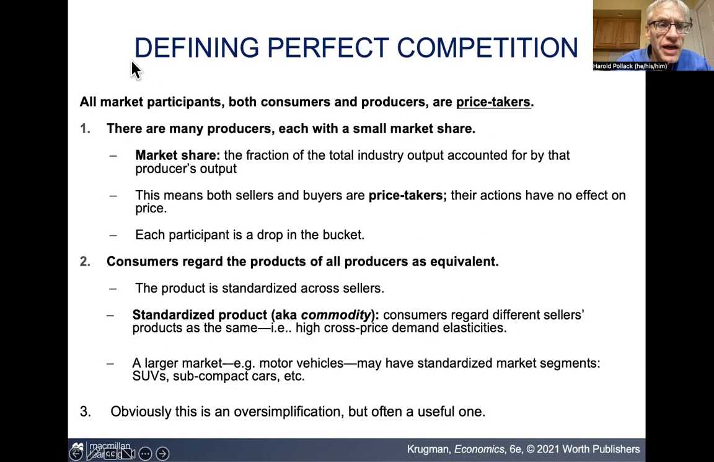So first of all, in perfect competition, we assume that all market participants, consumers and producers, are price takers. There are many producers, each with a small market share, and everyone believes that their actions have no effect on the price. So each participant is kind of a drop in the bucket. Consumers regard all the products of all producers as kind of equivalent. Now, this is a little bit of an oversimplification. That is, there's a standardized product, and there's a very high cross-price demand elasticity.